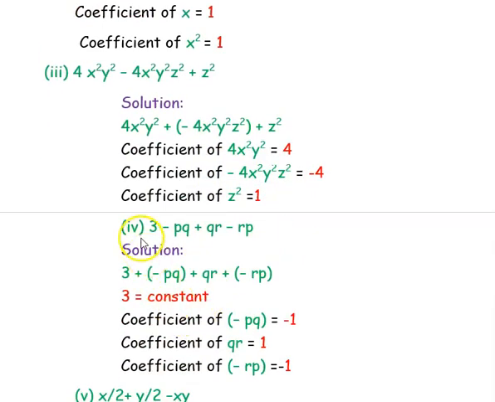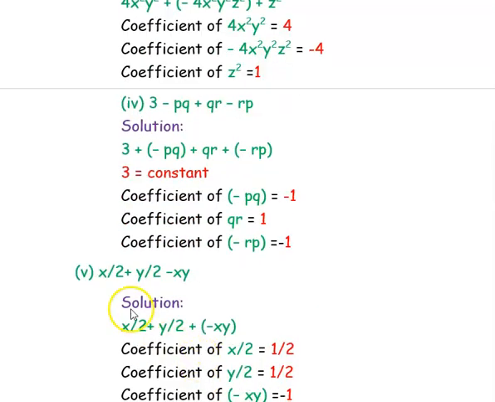So the next question is 3 minus pq plus qr minus rp. So totally here we have 3 is one term, then minus pq is the other term, qr is one term, and minus rp is another term. So totally we have 1, 2, 3, 4 terms. 3 is constant. Okay, and then the coefficient of minus pq is minus 1. So 1 into pq, so it is minus 1. Then the coefficient of qr is 1. And similarly the coefficient of minus rp is also minus 1.